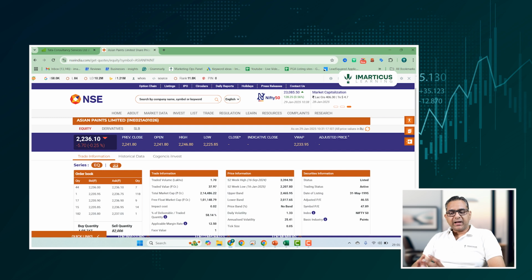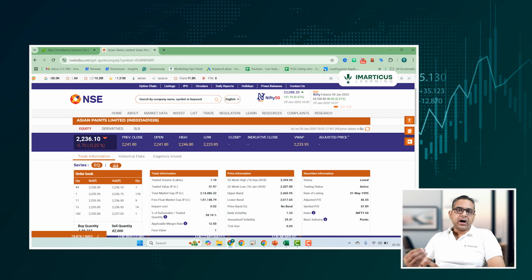So at the same price of 2236.10, there would be participants in the market who feel it is undervalued and they would like to buy the stock at this price. And at the same time, there would be a set of people who feel this is overvalued and they would like to sell this stock at this price. That is how trade happens, when the matching of buy and sell orders is done.